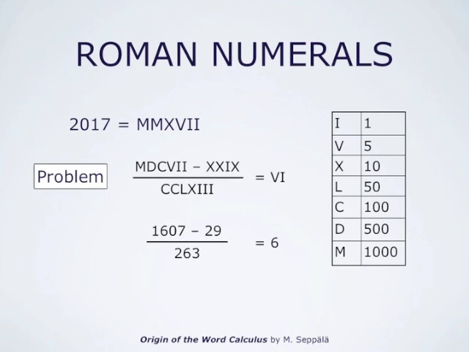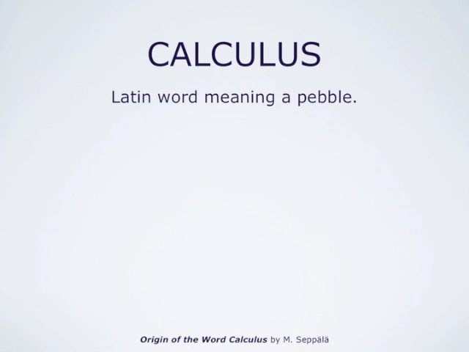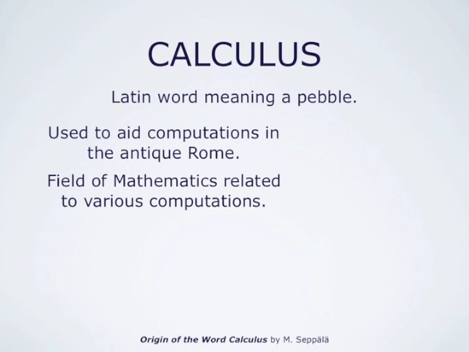But computing and getting this result within the Roman numerals is really very complicated, and Romans had to use pebbles, that is calculi, a plural for calculus, to aid computations. And this is where the word calculus got its mathematical meaning. So the original meaning of the word calculus is a pebble, a small stone. And it was used to aid computations in antique Rome, and now it is used to mean the field of mathematics related to various computations.